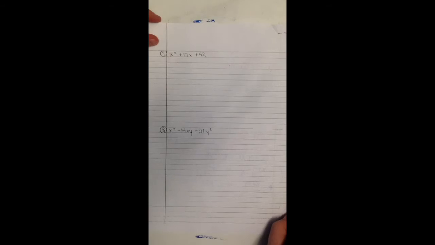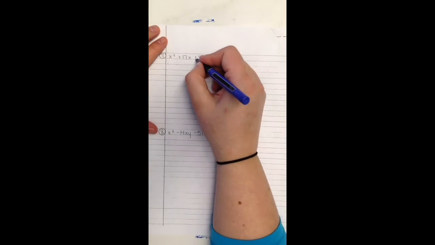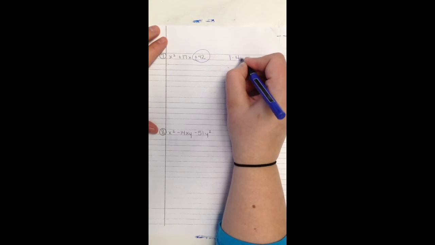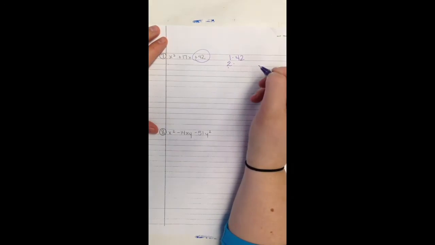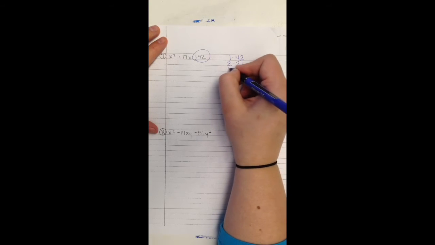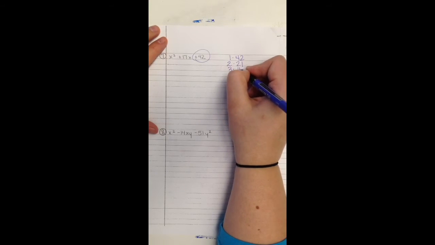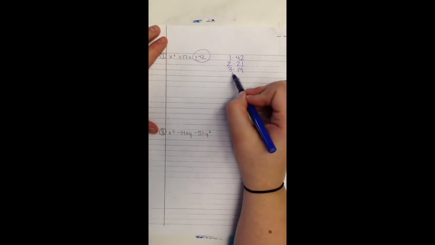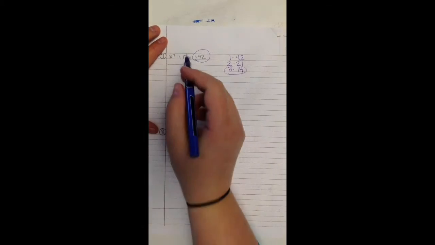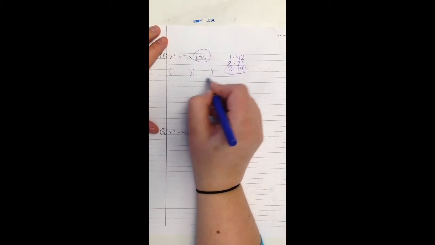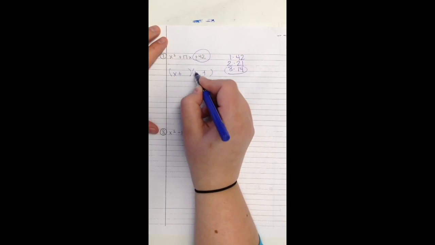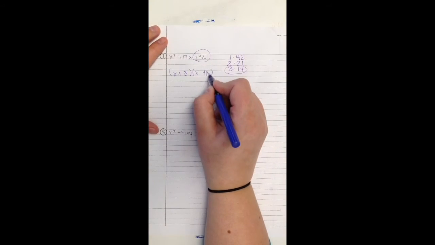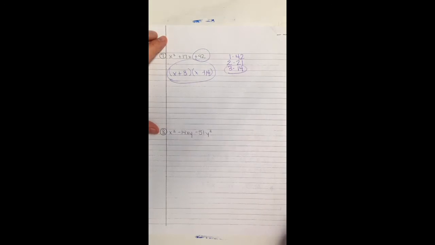I want you to go ahead and try number 7 on your own. Pause the video and come back to it. We're going to do number 8 together. So I have 42. 1 times 42, 2 times 21, 3 times 14. 4 can't go into it. Let's see, do any of these make 17? Those do. It's a plus plus, so I'm going to have a plus plus. X's come first, and then 3 and 14. Does not matter the order because it's plus plus.